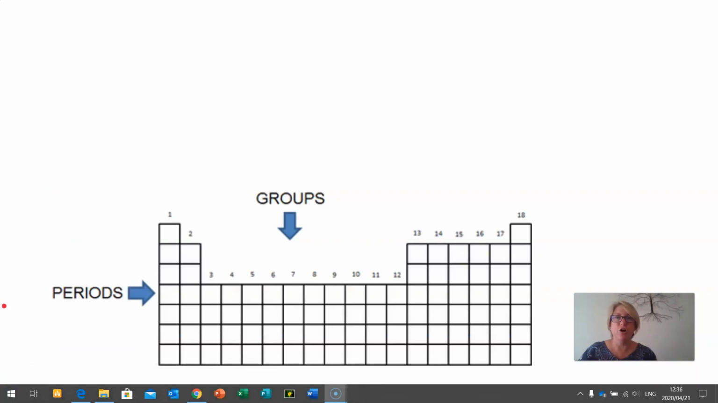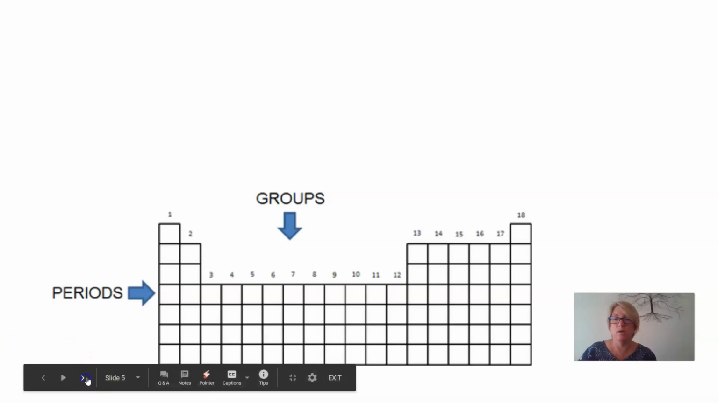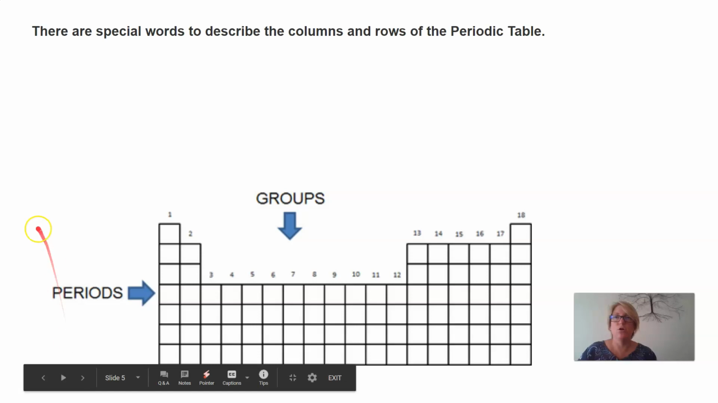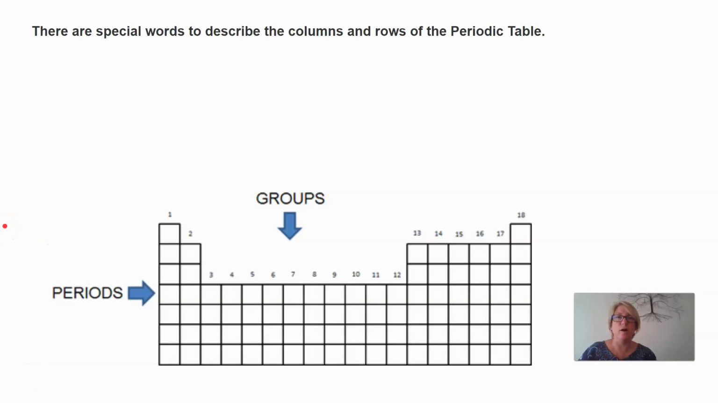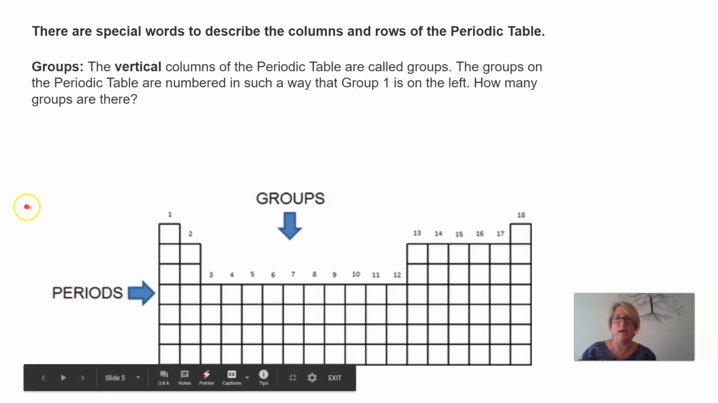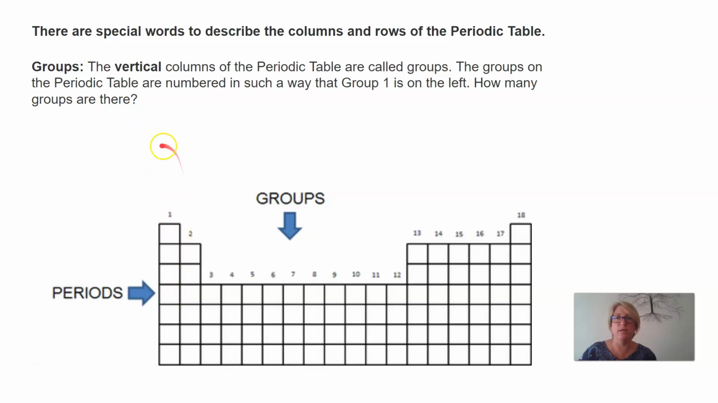As a revision of the periodic table, I would like to go over some terminology with you. And the first is the use of the word groups and the use of the word periods in the periodic table. So there are 2 special words to describe the rows and columns of the periodic table. Groups. This refers to the vertical columns of the periodic table.